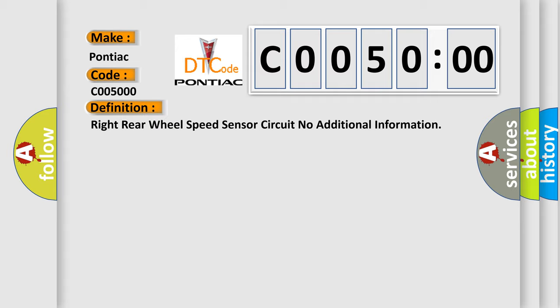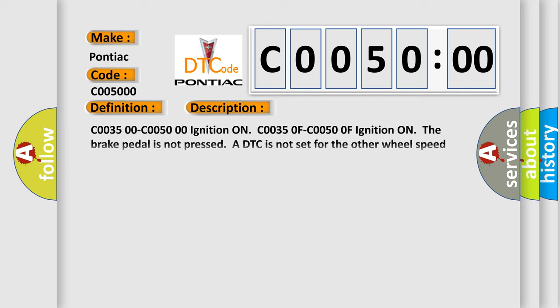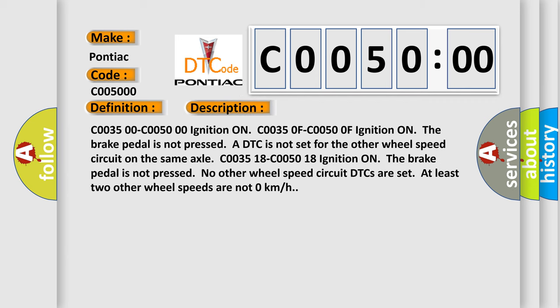And now this is a short description of this DTC code. C0035-00, C0050-00: ignition on. C0035-0F, C0050-0F: ignition on, the brake pedal is not pressed, a DTC is not set for the other wheel speed circuit on the same axle. C0035-18, C0050-18: ignition on, the brake pedal is not pressed, no other wheel speed circuit DTCs are set, at least two other wheel speeds are not 0 km/h.